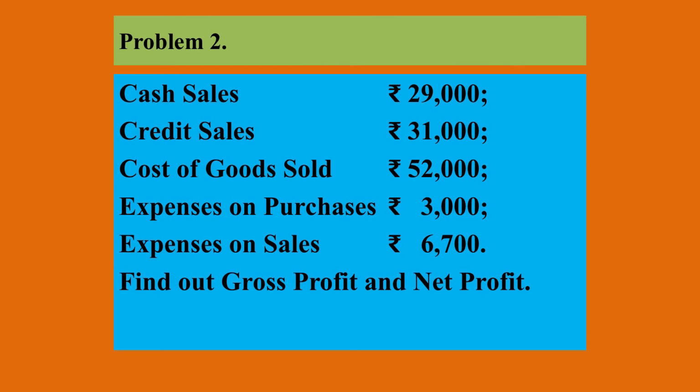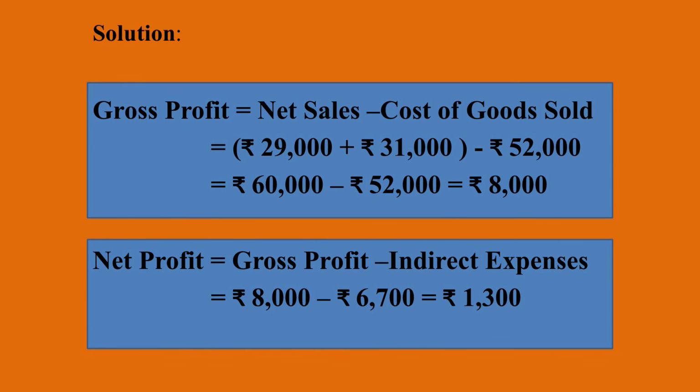So this question is cash sales given to you is rupees 29,000, credit sales 31,000, cost of goods sold 52,000, expenses on purchases is 3,000, expenses on sales is rupees 6,700. Find out gross profit and net profit. So just have a look at this.